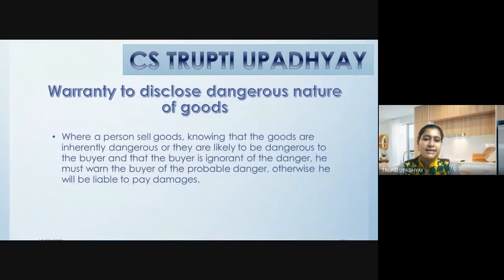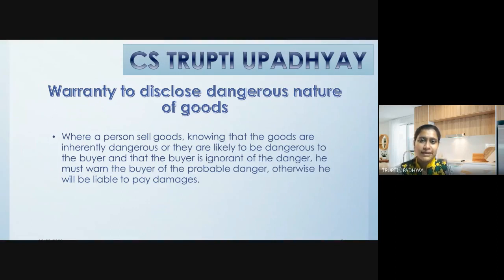Warranty to disclose the dangerous nature of goods. Where a person sells goods knowing that the goods are inherently dangerous or likely to be dangerous to the buyer, and that the buyer is ignorant of the danger, he must warn the buyer of the probable danger. Otherwise, he will be liable to pay damages. This means that whenever the goods are inherently dangerous, or some danger may happen if the goods are used in some other way, then the warning should be there from the seller to the buyer.